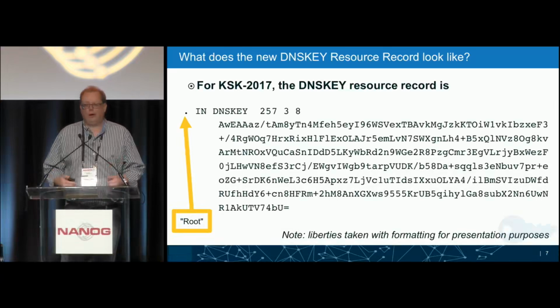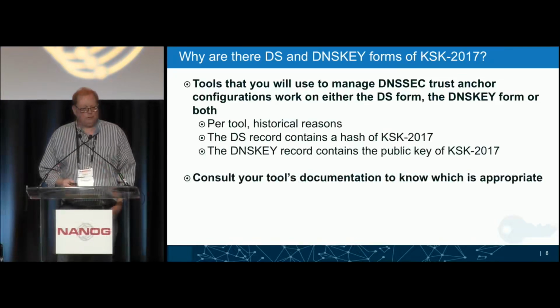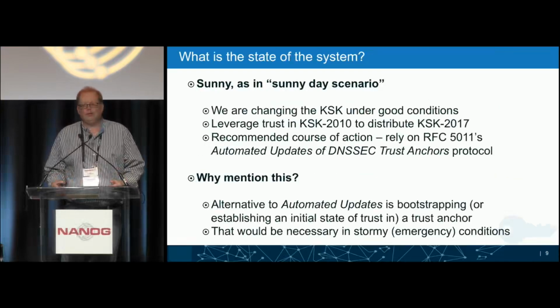This is what we uploaded as the keys out there, and you can use this as reference later on, and we'll talk about how to do that. So why are there two forms of the record? Why did I present two forms of the key? It's because as operators, when you use tools, the tools you use determine what data structure you want to have. There are some tools out there that like to have the DS record as the input to the system, some with the DNS key record out there. So we have both of them available here in the presentation. To go deeper into this, you have to consult your choice of tools documentation. It'll tell you which is the more appropriate one.